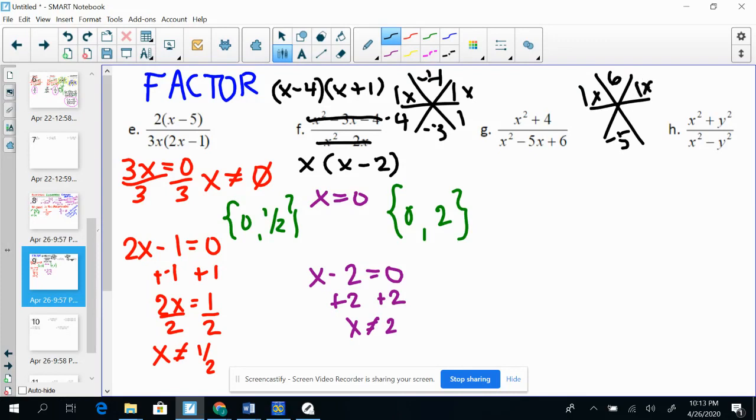What do I multiply together to get 6? That could give me a negative 5. I need a positive 6 and a negative 5. So anything that multiplies to 6, they both have to be positive, or the 3 and the 2 have to be positive to give me that 6. So it's going to be negative, I'm sorry.